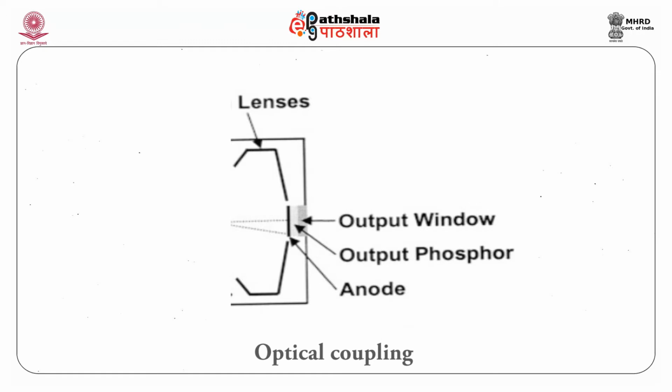Now the output phosphor, what is it made out of? Output phosphor is made of zinc cadmium sulfide doped with silver, and it emits green light.